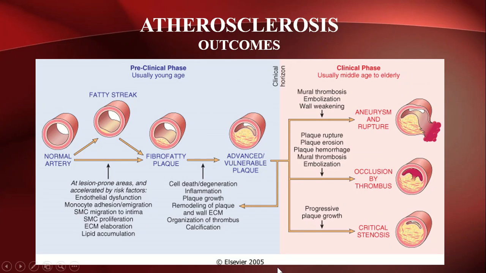Here you see the illustration of the outcomes of atherosclerosis. Here the preclinical phase, usually in young age, we discussed with you the formation of the fatty streaks that continue to the fibrofatty plaque and the advanced and vulnerable plaque. But this is the clinical phase, usually middle age to older patients. We see with you the formation of the aneurysm and the rupture of the blood vessels, occlusion by thrombosis, and the critical stenosis.